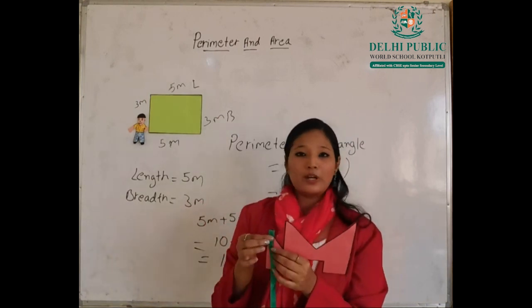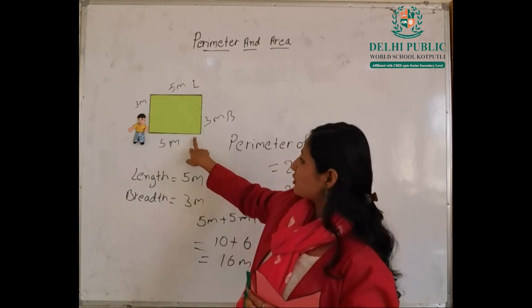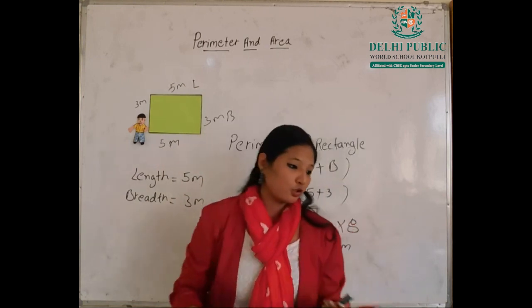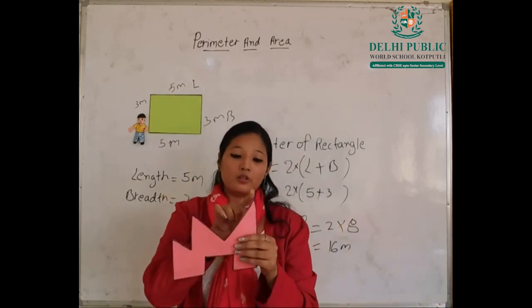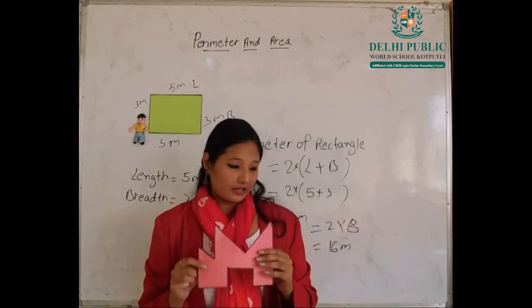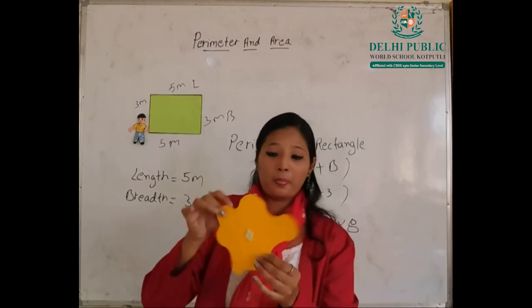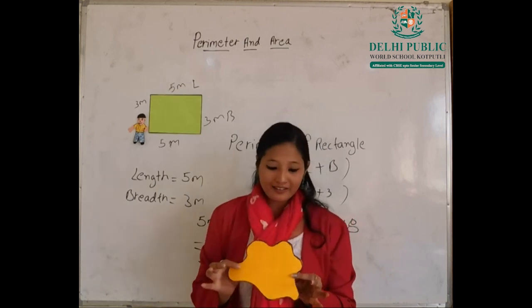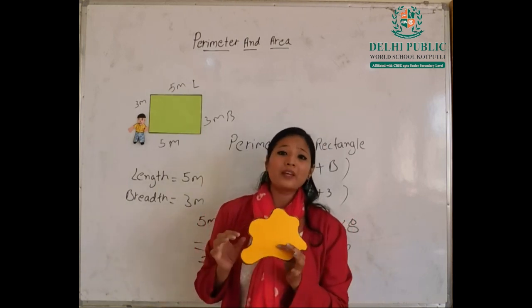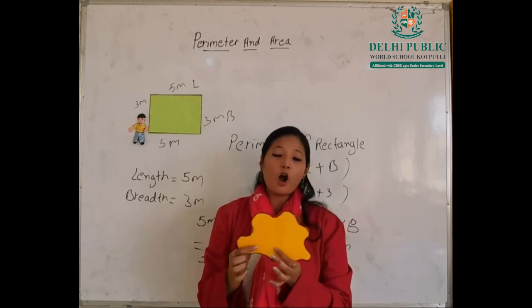So we can calculate the boundary of this field as we have measured this through this ribbon earlier. We can also use a scale to measure the edges of this figure. Now there is another figure, and it is an irregular shape, an irregular figure. So how can we measure the perimeter of this figure?